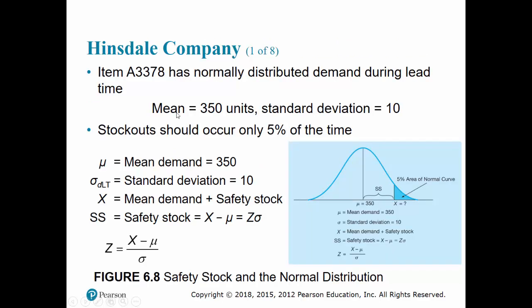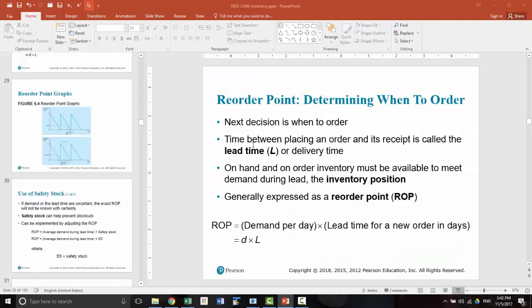So here is an example. In a company, item A 338 has normally distributed demand. The mean is 350, standard deviation is 10, and you want 95% service level. So stock out should occur only 5% of the time. So let's head on over to Excel.